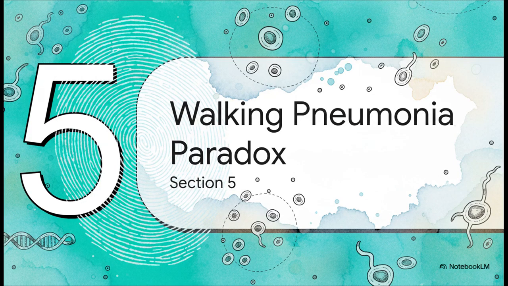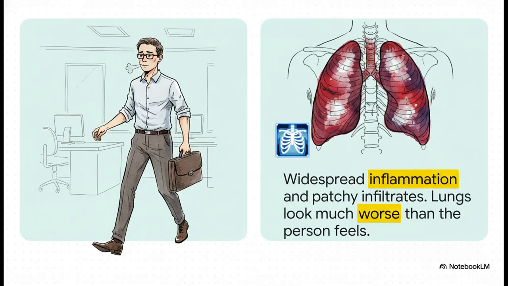Okay, now it's time to look at the crime scene. This is where we see the signature move of our suspect. And this right here, this is the whole mystery of walking pneumonia. The person, the victim, they just feel like they have a bad cold. A low-grade fever, that annoying cough. But then you take a chest x-ray and whoa, you see widespread inflammation, all sorts of disruption. The lungs look way worse than the person actually feels. That weird disconnect, that's the paradox.